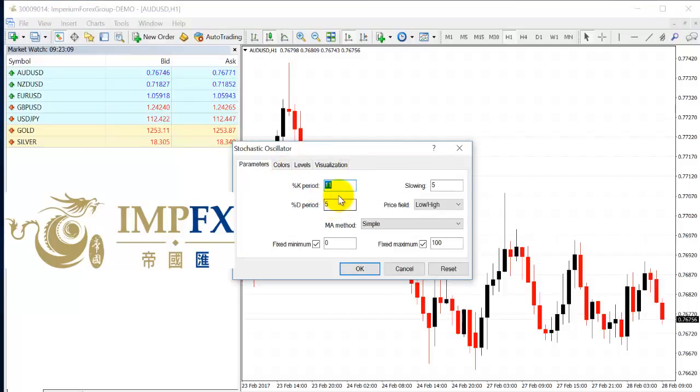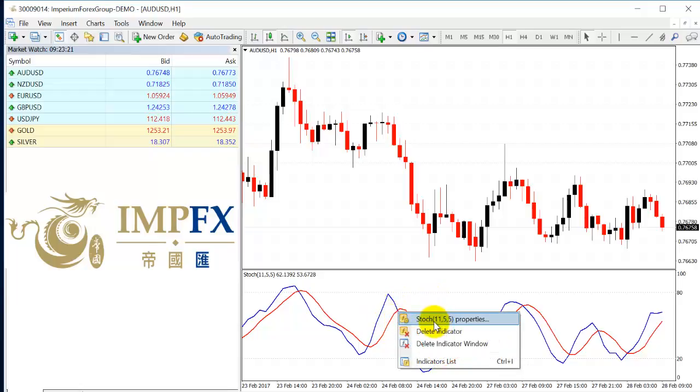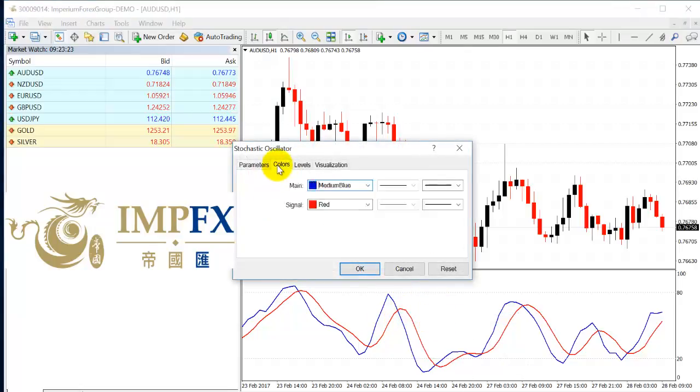Choosing the period that you feel comfortable with, that you like to use for trading, and then you just go OK, and the indicator will come up straight away. To change the color of these indicators, you just right click on it and go to Properties, and you go to Colors, and you can change that as well.